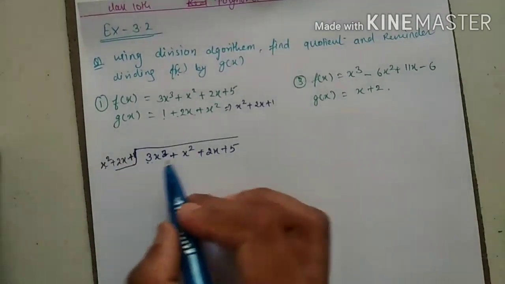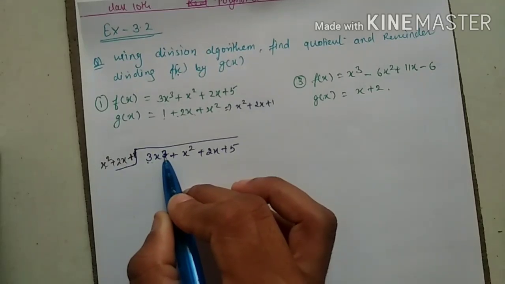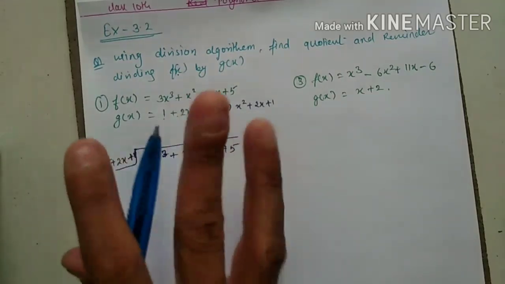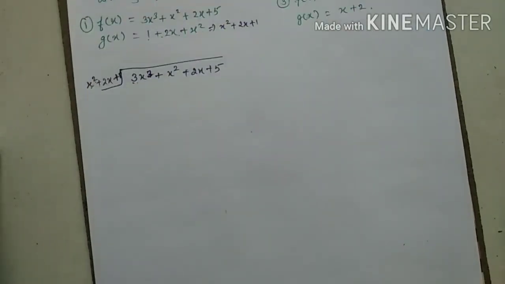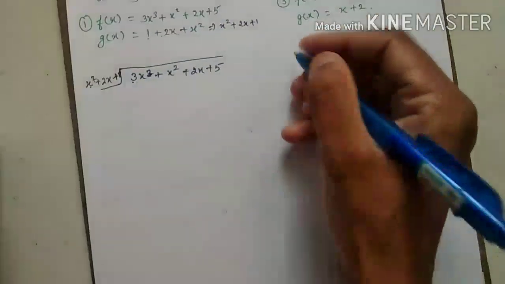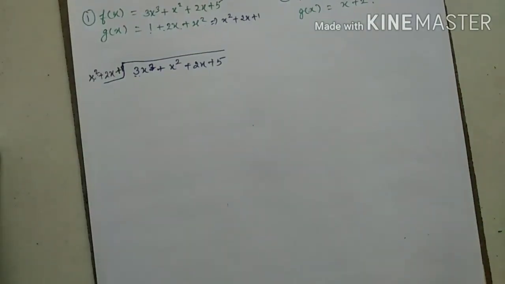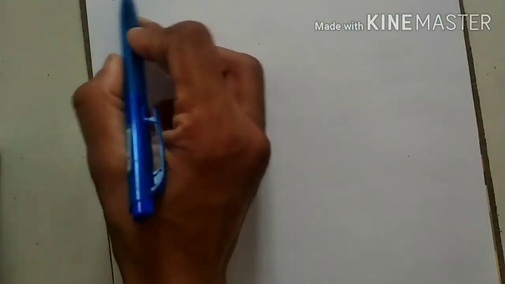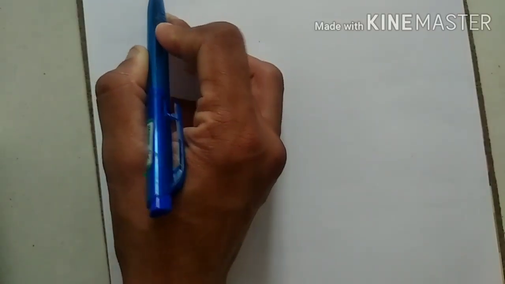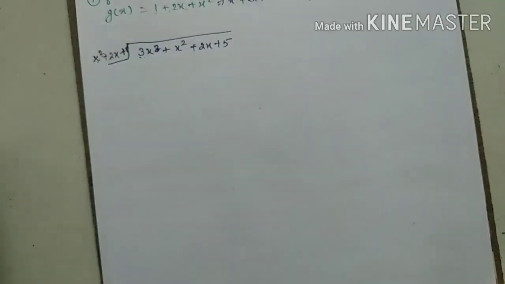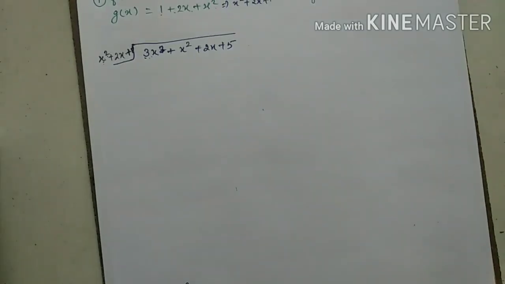Now understand. 3x cube. Here the first number is 3x cube and what do I have? x square. So I have to multiply by x, correct or not? I am writing the working on this side. Just see the working. I require 3x cube, and what I have as the first number is x square. So first of all, what I will multiply to x square to get cube? I will multiply with x, correct or not?